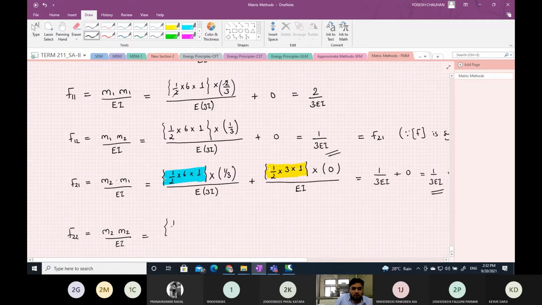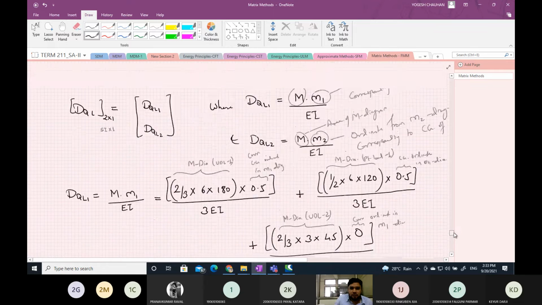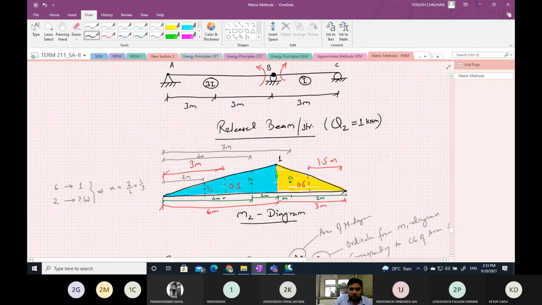So area of the M2 diagram, first segment is 1 by 2, 6 into 1, multiplied by the ordinate of the M2 diagram only, the ordinate in the same diagram. So the ordinate here will be, at 6 meter it is 1, so at 4 meter it will be 2 by 3. Here also the ordinate will be 2 by 3, because at 3 meter it is 1, so at 2 meter it will be 2 by 3.